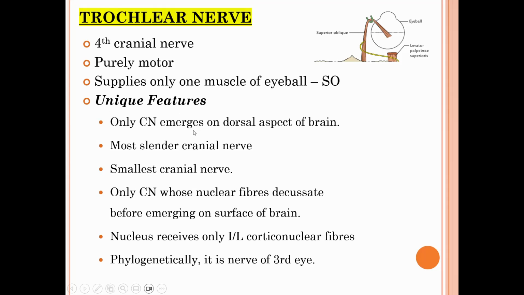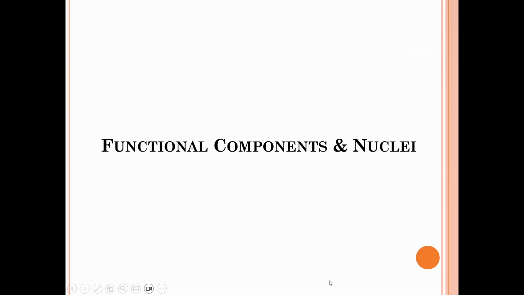It is the only cranial nerve which emerges on the dorsal aspect of the brain. It is the most slender and the smallest cranial nerve. It is the only cranial nerve whose nuclear fibers decussate before emerging on the surface of the brain. The nucleus receives only ipsilateral corticonuclear fibers, and phylogenetically it is the nerve of the third eye.